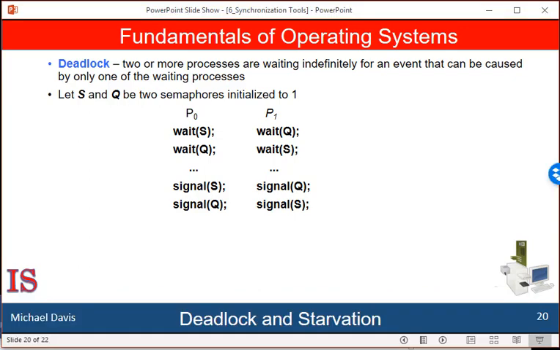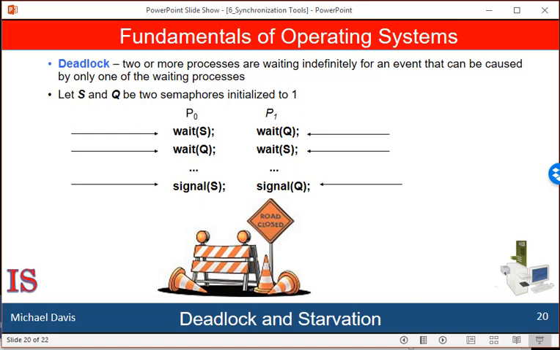Take a look at these two processes, P0 and P1, each accessing two semaphores, S and Q, set to the value of 1. Suppose that process 0 executes a wait on semaphore S, and then process 1 executes a wait on semaphore Q. When process 0 executes a wait Q, it must wait until process 1 executes a signal Q. Also, when process 1 executes its wait S, it must wait until process 0 executes a signal S. What a mess! Since these signal operations cannot be executed, process 0 and process 1 are deadlocked.